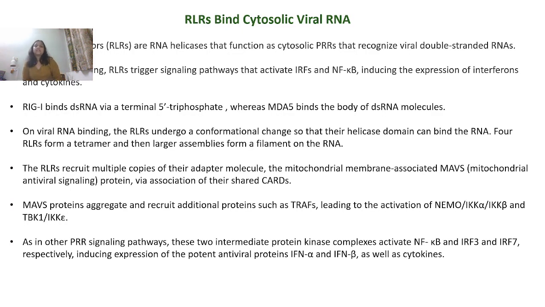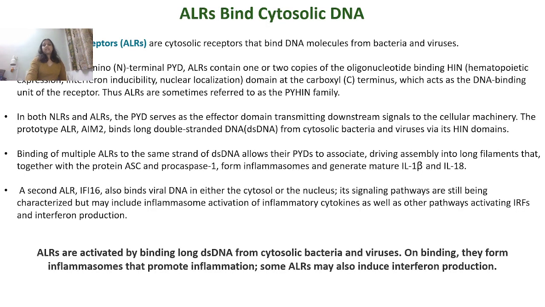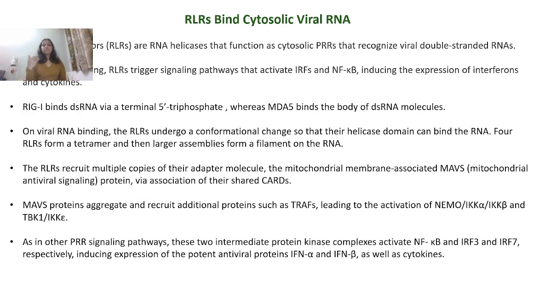RIG-I-like receptors are nothing but RNA helicases that function as cytosolic PRRs that recognize viral double-stranded RNAs. So they act as helicases, are present in the cytoplasm, and can recognize viral double-stranded RNA. While ALRs recognize viral double-stranded DNA, recently some studies showed that IFI16 can recognize both DNA as well as RNA. So more and more studies are coming up on these receptors.